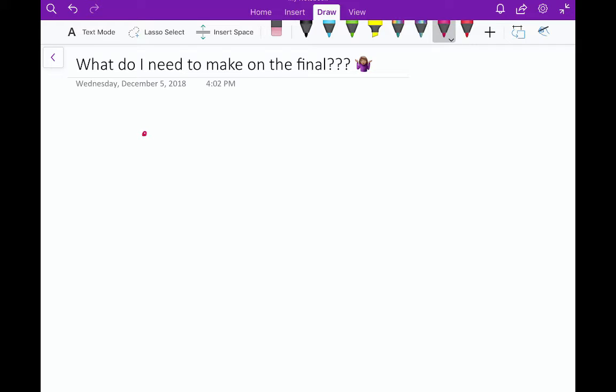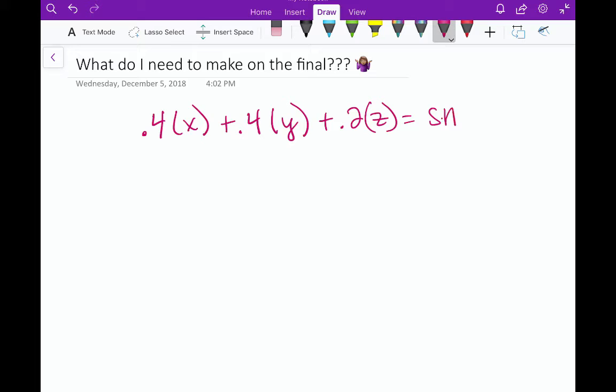Each quarter grade is 40% of your semester average. So we're going to multiply quarter 1 and quarter 2 by 0.4. The final exam is 20%, so we're going to multiply that times 0.2, and when we add all that up, that is going to give us our semester average. So X is quarter 1 grade, Y is quarter 2 grade, and Z is your final exam. And so you're going to plug in numbers for X, for Y, and for your semester average, and you're going to be solving for Z.